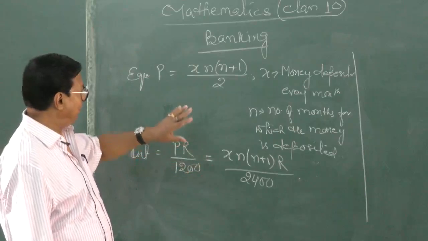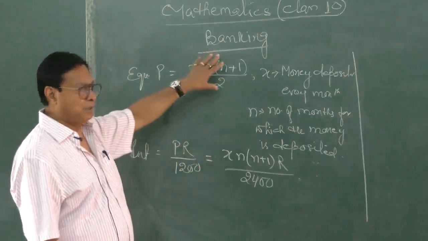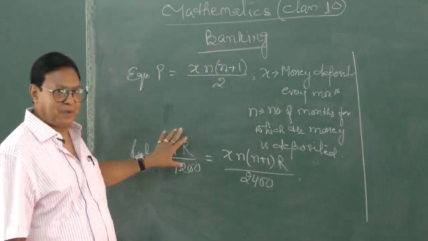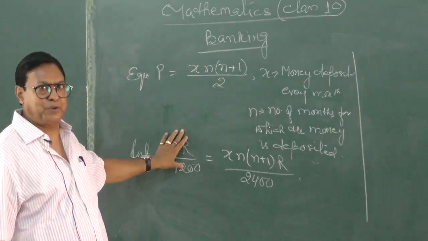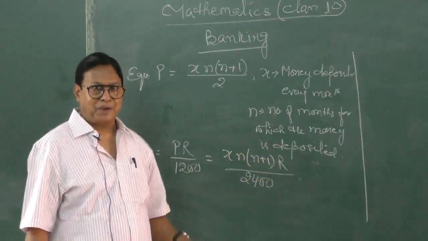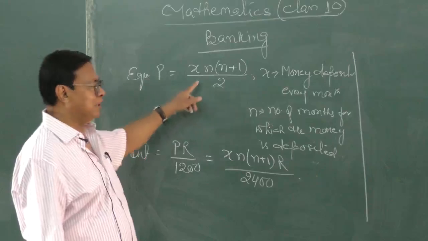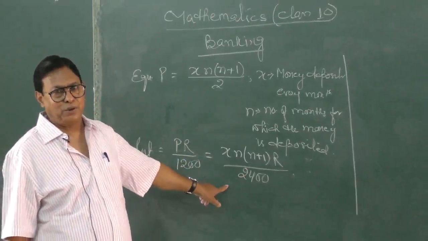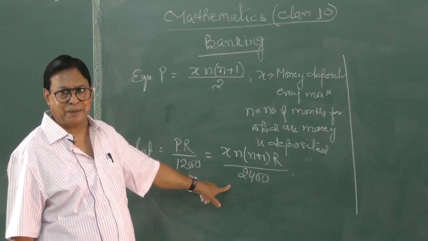So you can do the formula, I repeat, calculate equivalent principal first, get the value, then use P into R by 1200, or else do it directly. Now I would suggest you not to calculate at every stage, you calculate it at this stage. So you can use the formula at this stage directly.